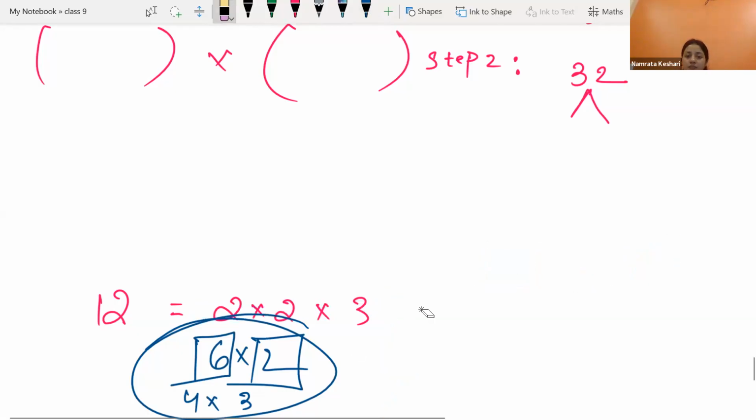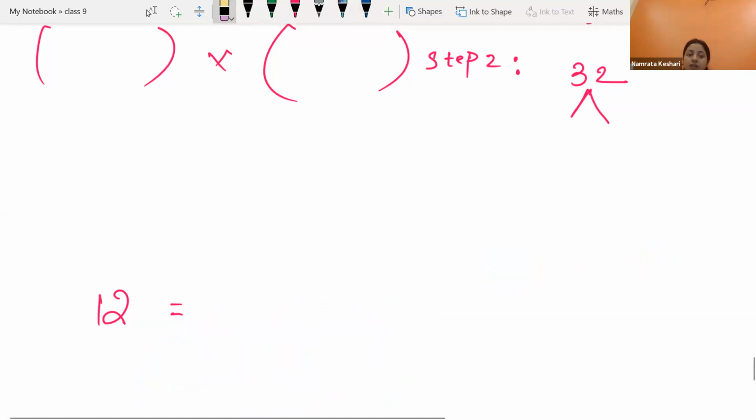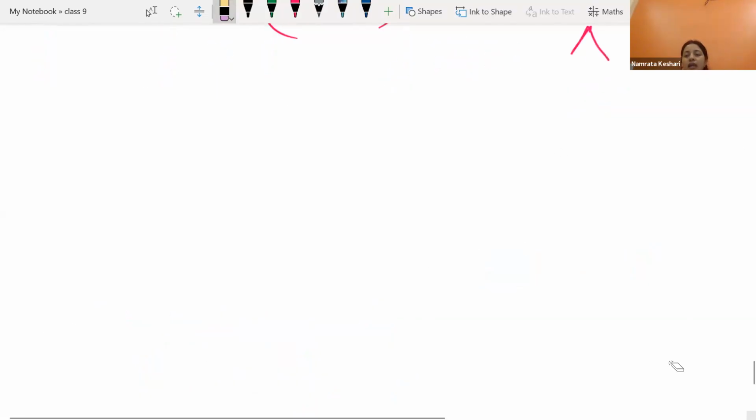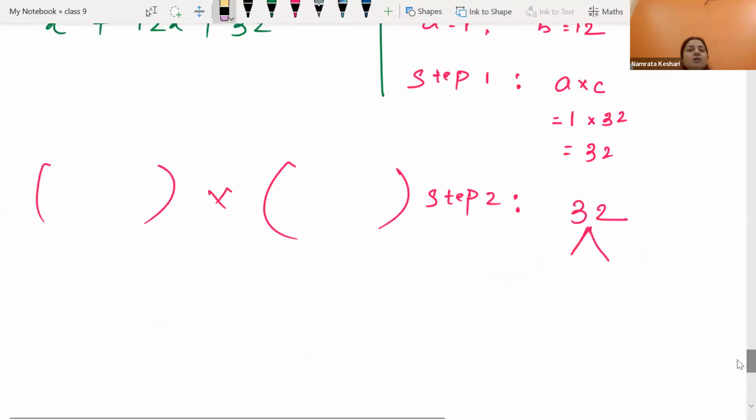First, let me clear it. The step number 1 is to multiply A with C. Okay, and you understand what is A, what is C. The next step is to factorize 32, but only two numbers we'll be using. So 32 can be written as, what are the two numbers which will multiply? When we will multiply them, we will be getting 32.